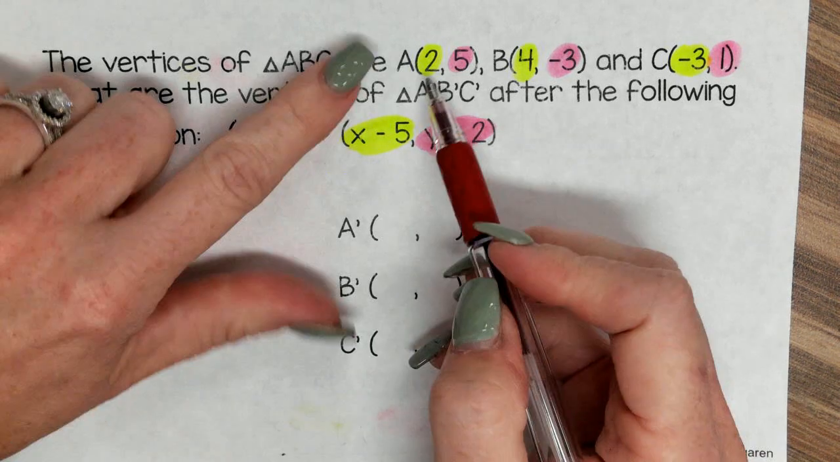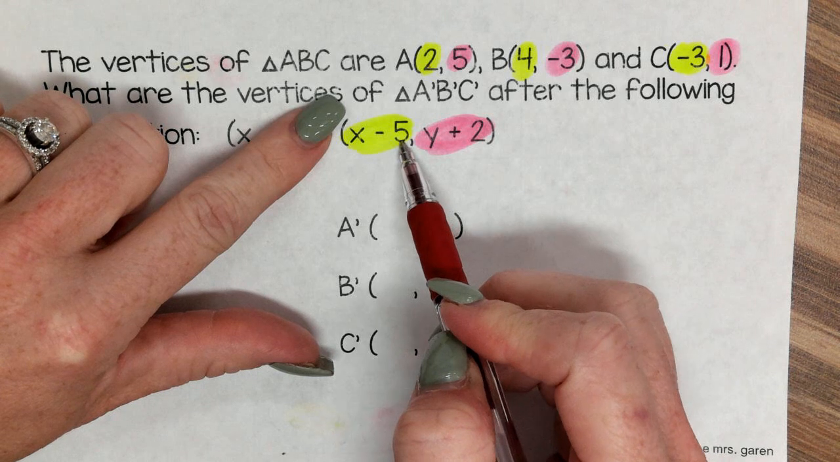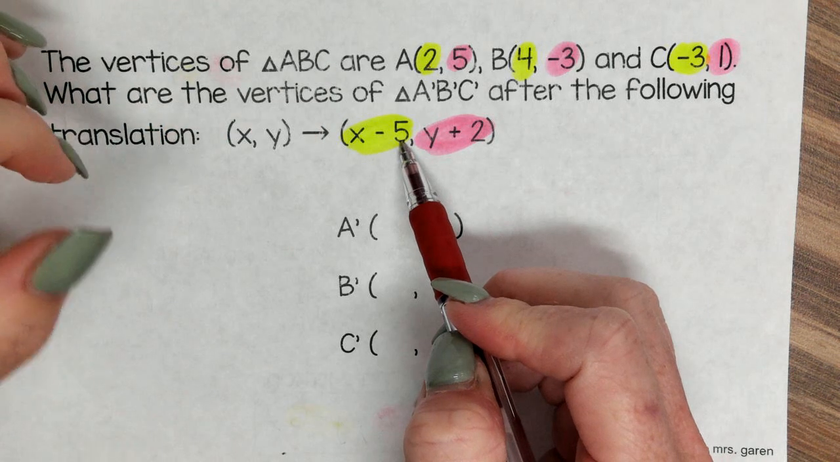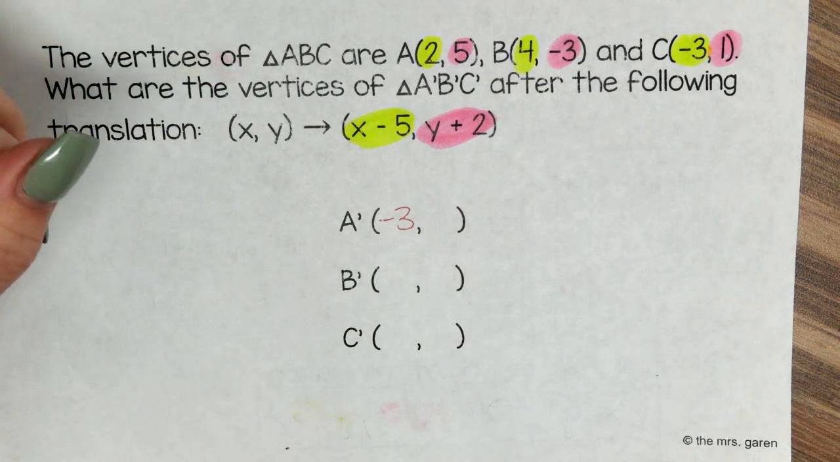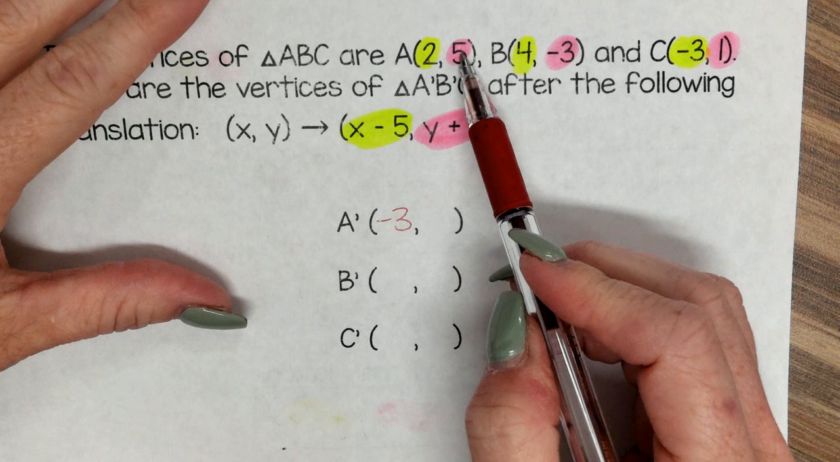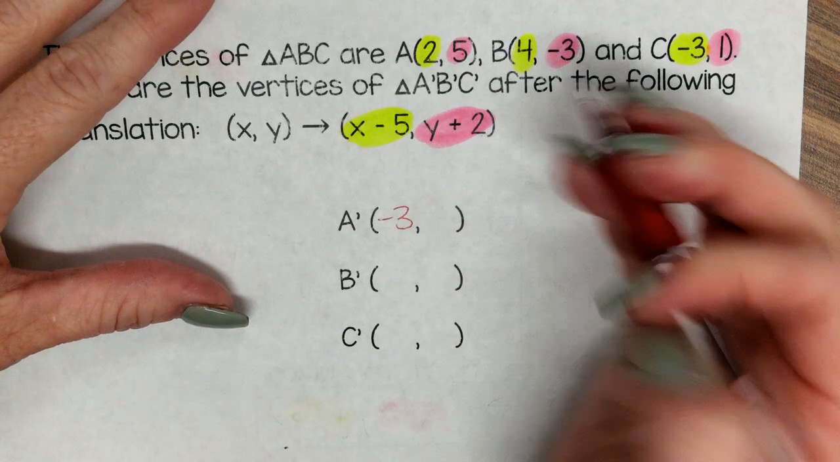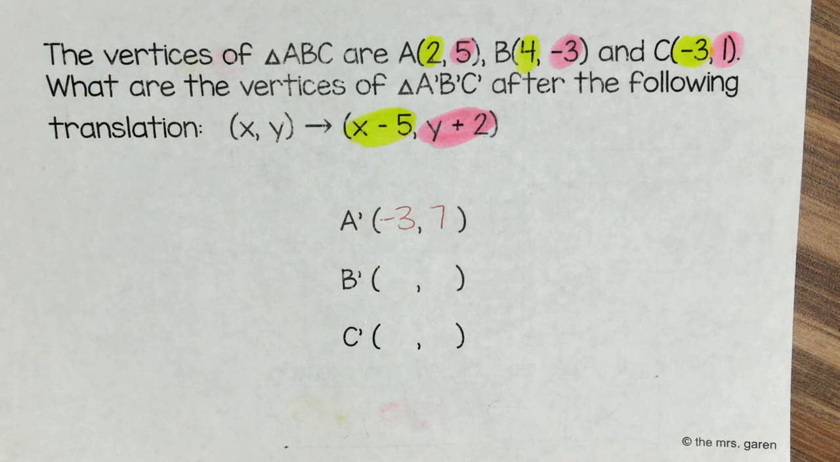So here we go. What is 2 minus 5? No, it's not positive 3. Negative 3 is my new X value. Now I'm going to change this Y. What is 5 plus 2? All right, y'all try point B on your own and see if you can do it by using those rules.